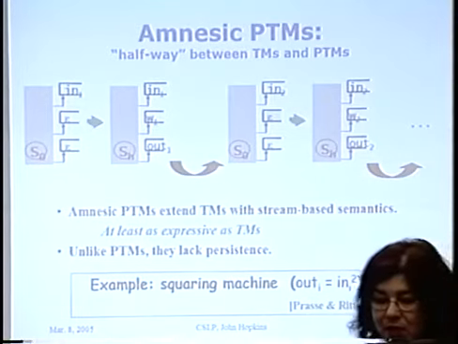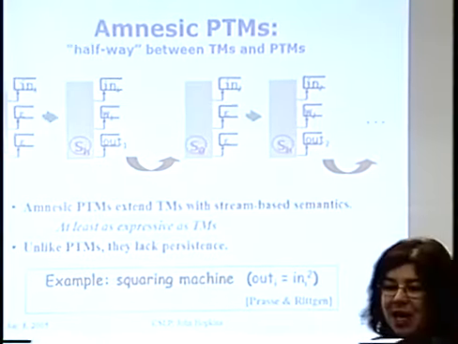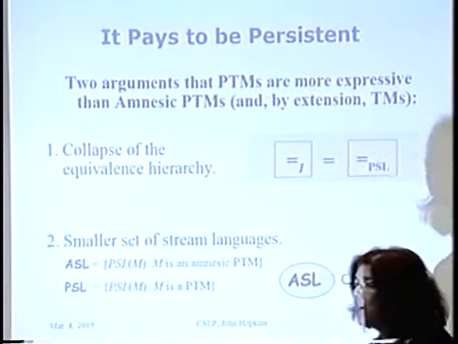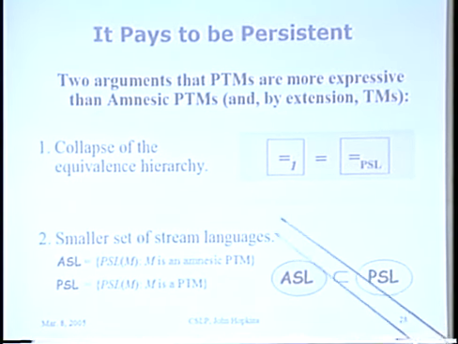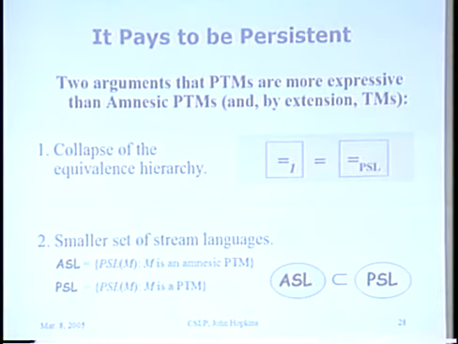This is an example taken from the work by Prasse and Rittgen, who used this as an argument, who thought that our PTMs were amnesic and argued that they're less expressive, that they're not very interesting, that they don't give you anything new. And we agree with them. It turns out that amnesic PTMs are not at all as interesting as the general case. Okay, there are two arguments that will lead you to that conclusion. The first one is that the infinite equivalence hierarchy completely collapses for these amnesic PTMs. If you only consider amnesic PTMs, then there's no infinite hierarchy at all. And what you can observe with one observation is as good as what you can observe with streams. The equivalence classes are the same. And another argument is if you look at the set of streams for amnesic PTMs, they are a strict subset of the set of streams for persistent PTMs.